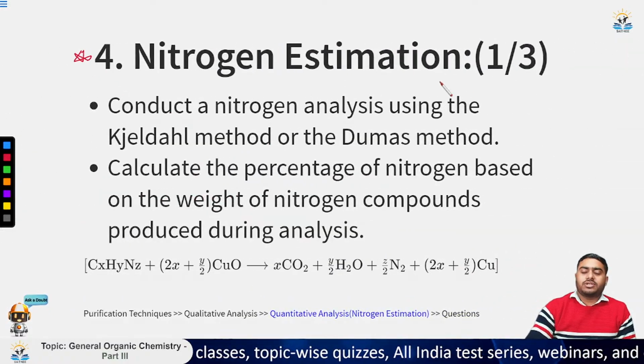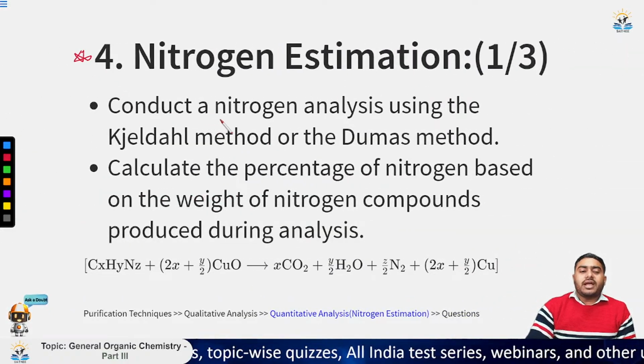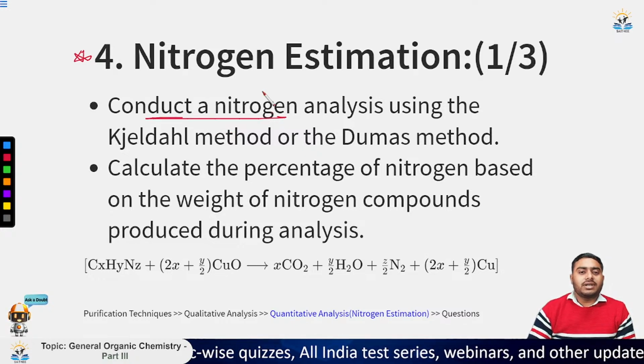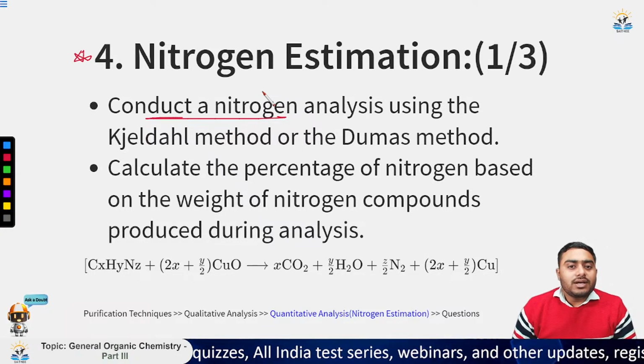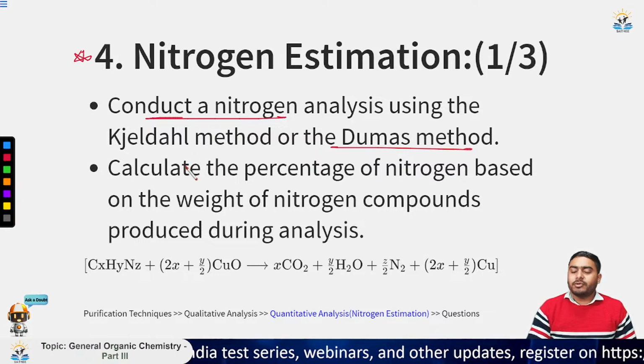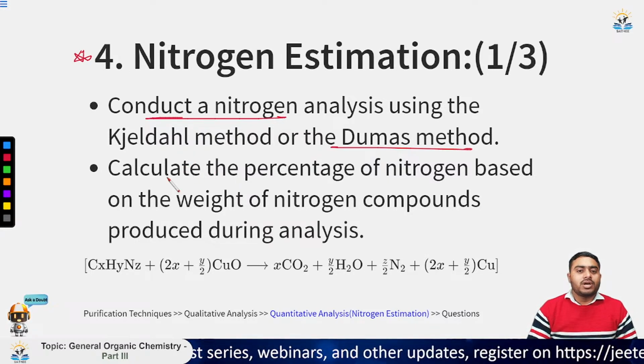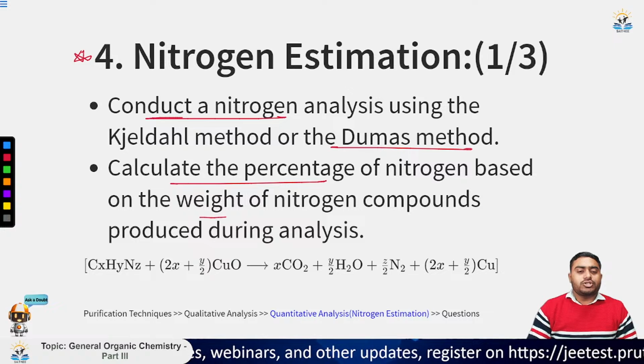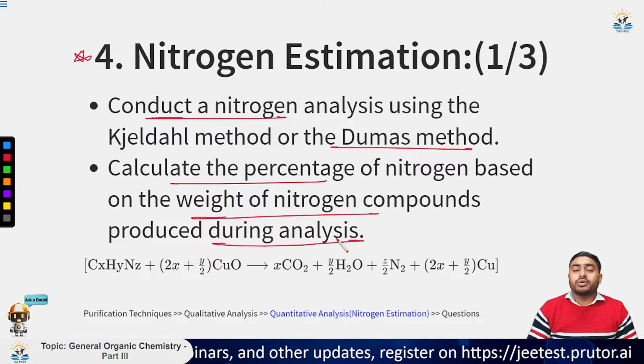Then you can see the nitrogen estimation. In nitrogen estimation, we have to conduct a nitrogen analysis using the Kjeldahl method or the Dumas method. So there are two methods. We will be discussing these two methods one by one. Calculate the percentage of nitrogen based on the weight of nitrogen compounds produced during analysis.